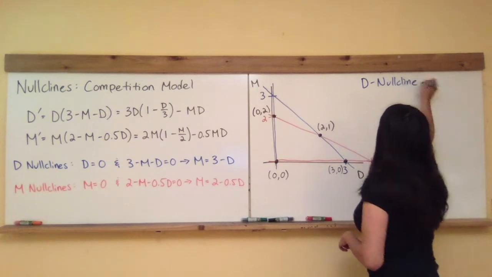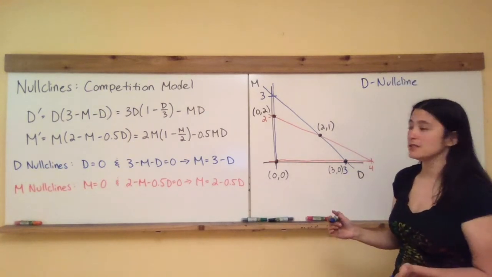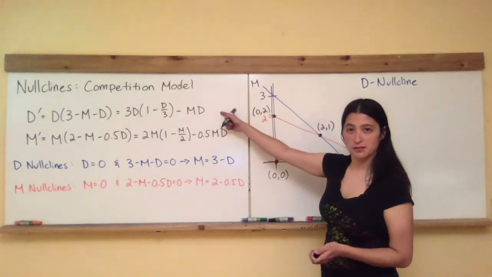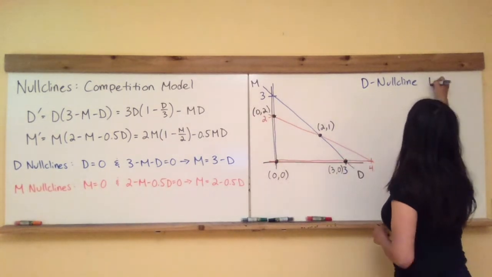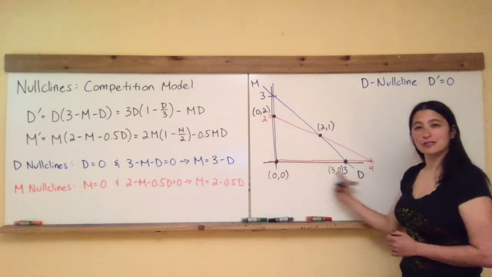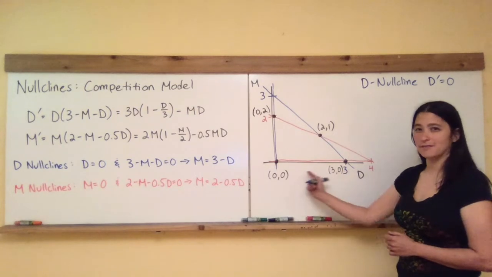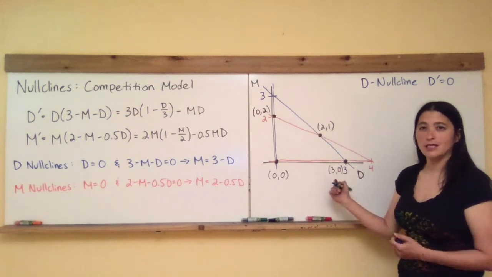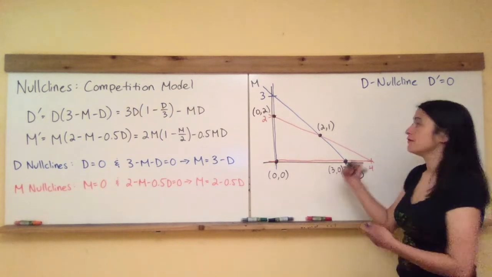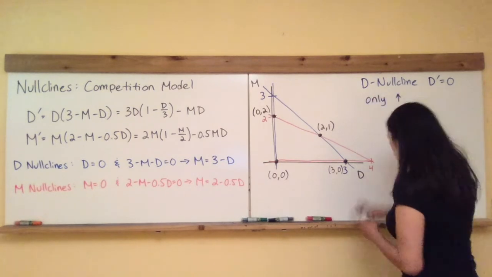Think about it, right? On the D nullcline, where we got the D nullcline in the first place, is that we set that equal to 0. So on the D nullcline, D prime is equal to 0. Well, D is the horizontal axis, so the vector field's not going to have any left or right on the D nullcline. It's only going to be up and down, right? So it's only going to be up and down.